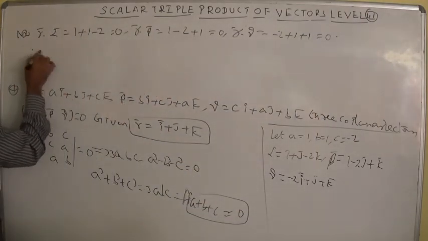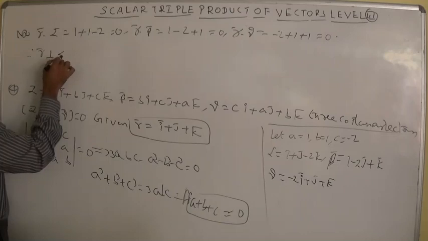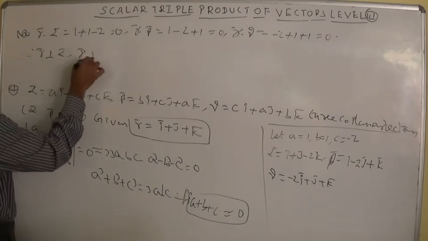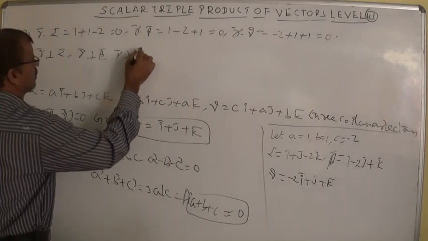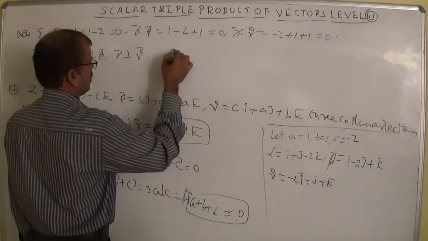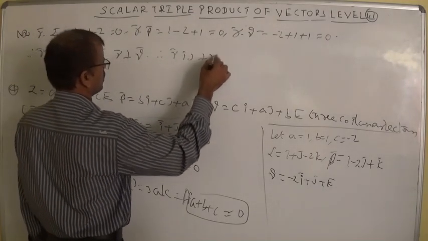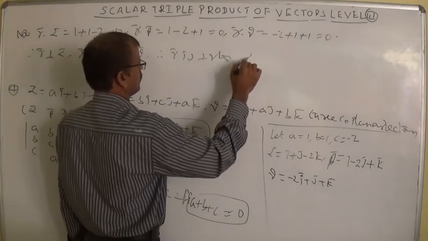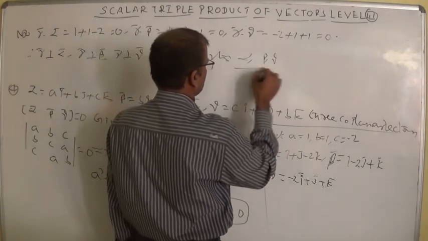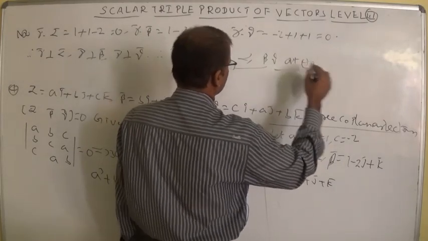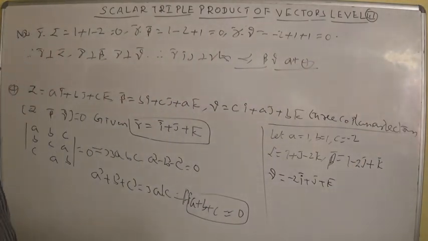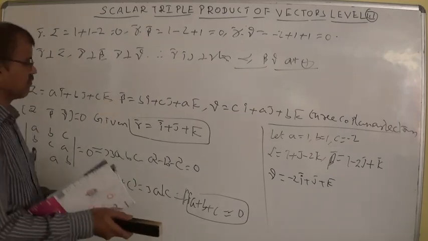Therefore, you can say that R bar is perpendicular to alpha bar, R bar is perpendicular to beta bar, and R bar is perpendicular to gamma. Therefore, R bar is perpendicular to all the 3 vectors alpha, beta, gamma. You can conclude that the option is 4. Now, 4 questions completed. Let us discuss the 5th one.